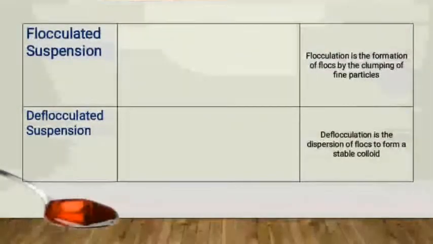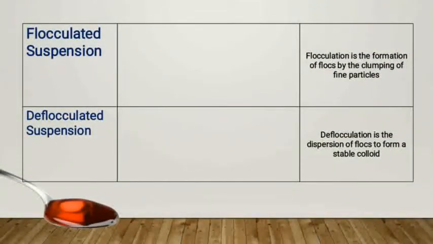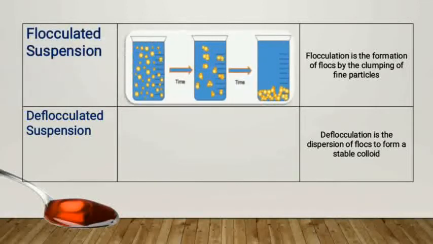Let's begin, students. So here you can see flocculated suspension. So what is meant by this flocculated suspension? Flocculation is the formation of flocks by clumping of fine particles. This could be explained better with the help of this image.